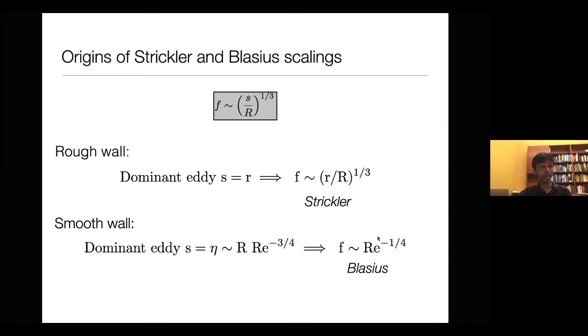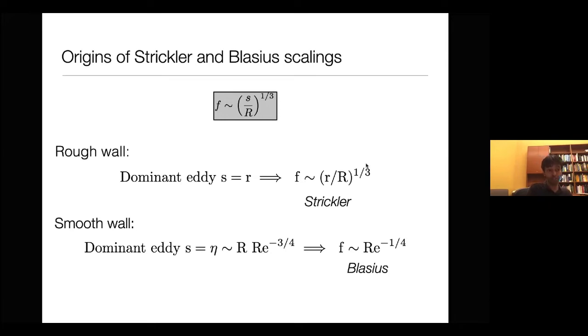This empirical exponent of Blasius, we argue via this very simple model, is inextricably tied to the Kolmogorov exponent of minus 3/4. These two are tied together just like the Strickler exponent is tied together with Kolmogorov's picture of energy cascade. So we can, for the first time, try to, in this rather simple way, understand where these empirical scalings of Blasius and Strickler are coming from.